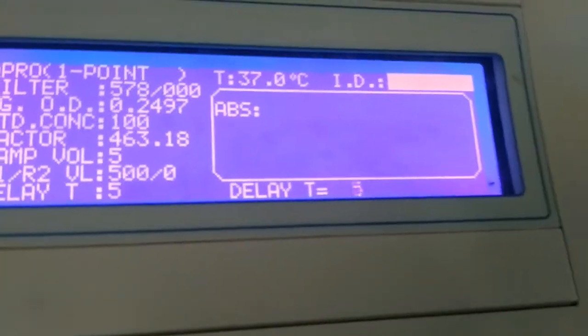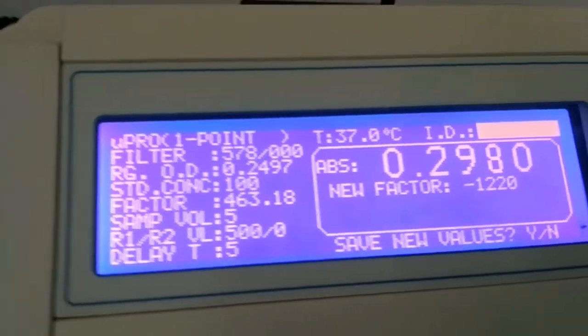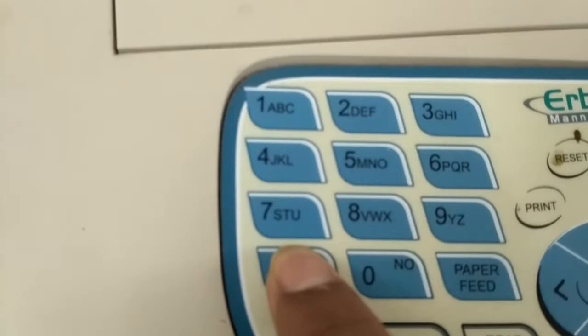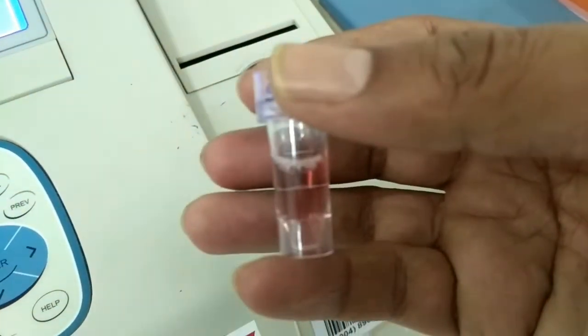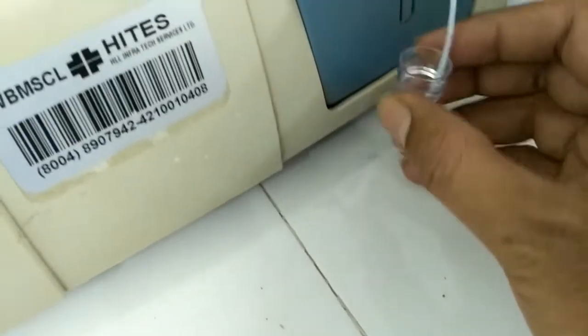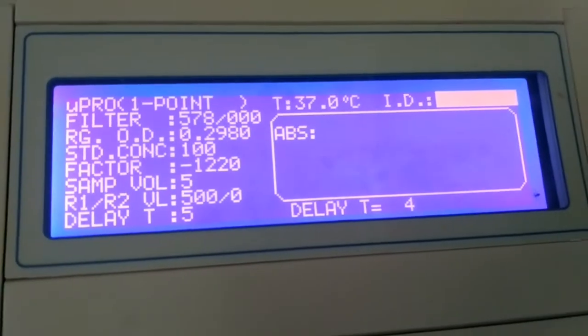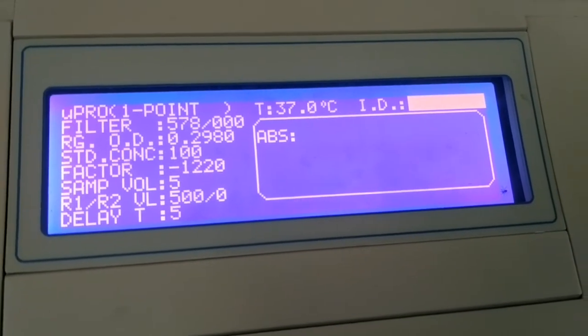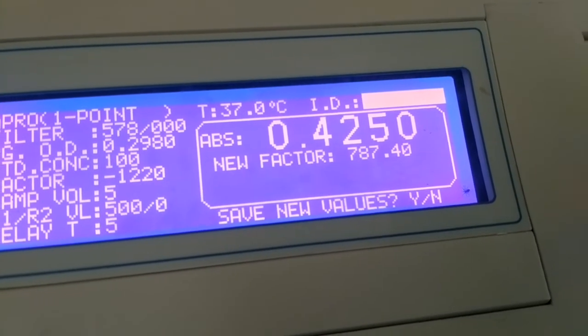And there will be the new factor. Okay, then the machine wants to aspirate the standard. After aspiration of the standard, the machine will get a factor. This is the standard. The machine is aspirating the standard. Look at the screen. This is the new factor. We have to save the factor.